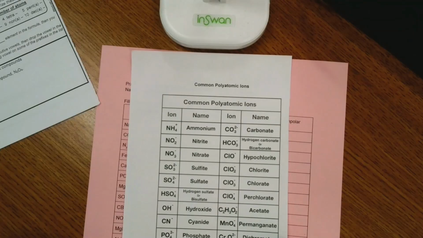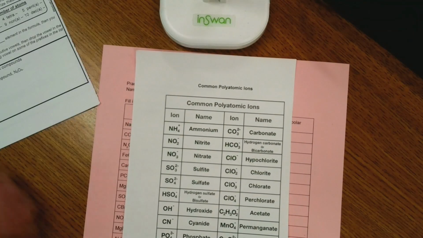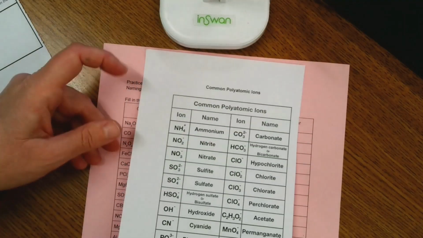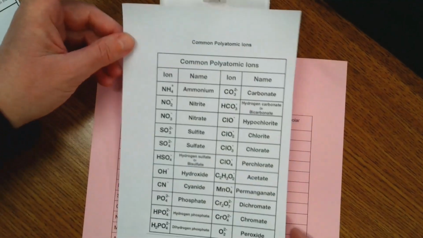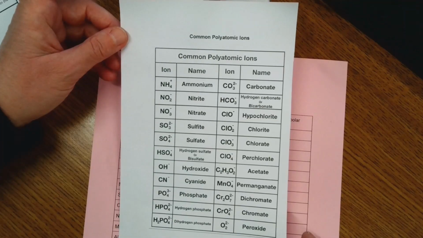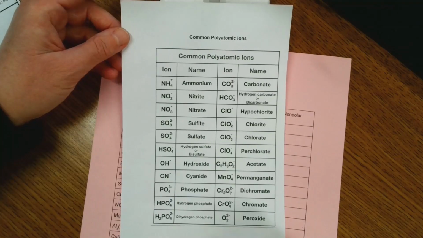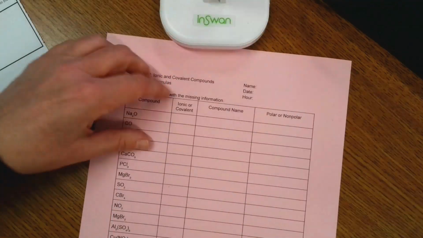You're going to want this little document that says common polyatomic ions. I have a paper copy of this for you today. You can also find this in slide 30 of the daily slides, the Unit 6 daily slides. This gives you a list of common polyatomic ions, so just know that that is available to you as well.